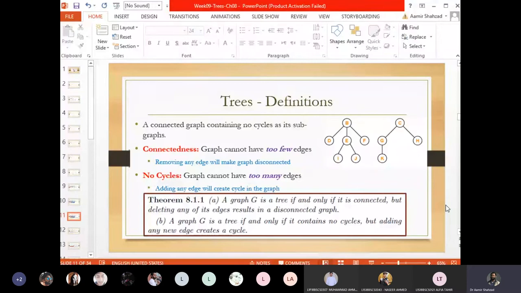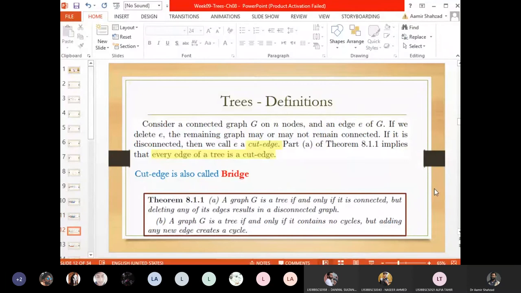Similarly, we can say a graph G is a tree if and only if it contains no cycle, and if we add any new edge, it will create a cycle in it. So we are at the threshold. If we remove an edge, the graph becomes disconnected. If we add an edge, the graph will contain a cycle. So as a matter of fact, we have exactly n minus one edges in it. We say that in a tree, all the edges are bridges.